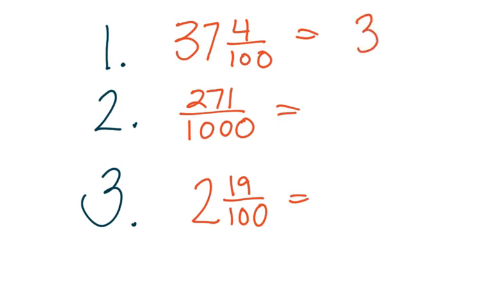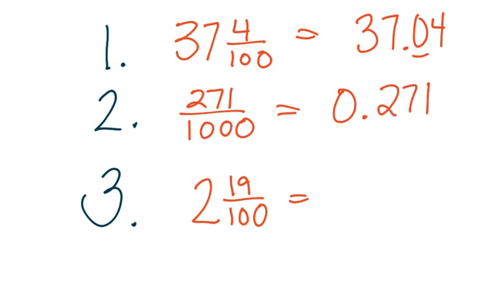Number 1, 37 and 4/100. You need a 0 in the tenths place. 271 thousandths. Everything comes after the decimal. And 2 and 19/100. Looks like that.